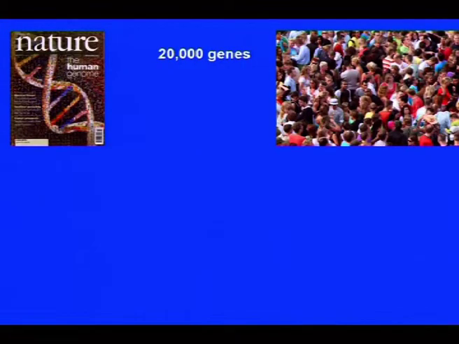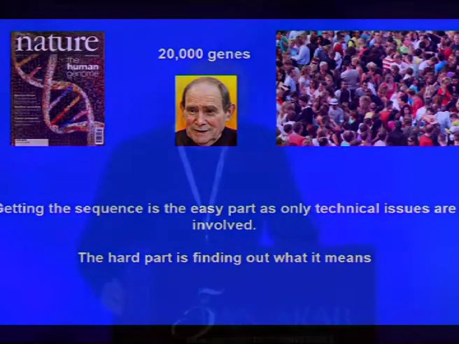And the story really starts here in 2001 when the first draft of the human genome was published, and it told us that there were 20,000 genes, and we've subsequently learned that that genome is highly variable between individuals of the human population. And perhaps the greatest molecular biologist of our age, Sidney Brenner, said that getting the sequence was the easy part, as only technical issues are involved, and the hard part is really trying to crack that code and find out what the sequence really means and how it's executed.